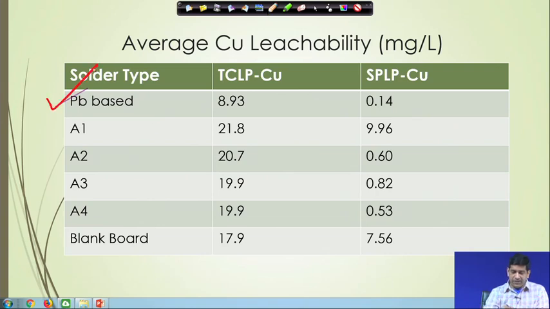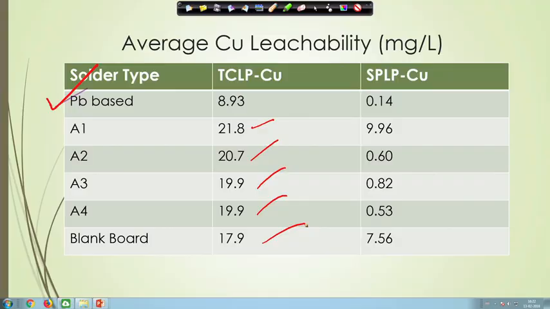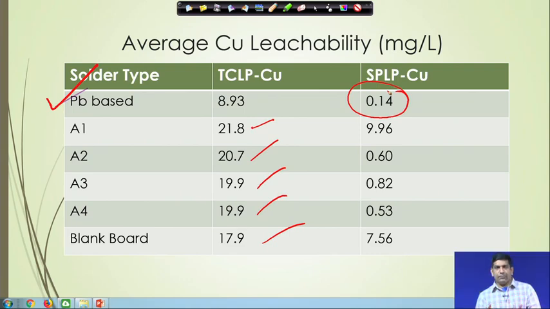When we look at this, the lead based is less, but this is higher than that, this is also higher, this is also higher. So, all these things are showing much higher. So, it may be the reaction between them. The TCLP copper was much less from the lead based solder as opposed to the other solder, and SPLP was again the lowest. So, in terms of copper leachability, it is more.